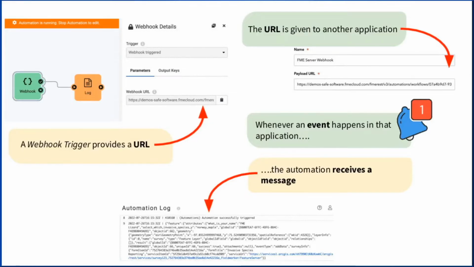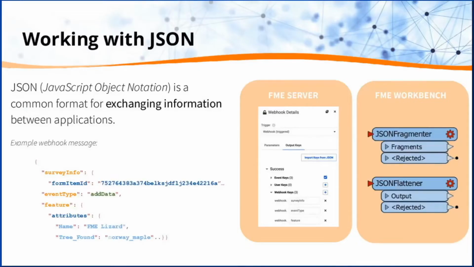So every webhook trigger is going to supply a URL, and we can set up that URL in another application to send a message every time certain events happen. So our FME Server automation will then receive that message, and that automation workflow will be kicked off with the information contained in there. And the rest of that workflow is really going to be up to you. You can take that data, transform it, integrate it with another platform, send yourself a notification, maybe update a database. That's where the possibilities are really endless.